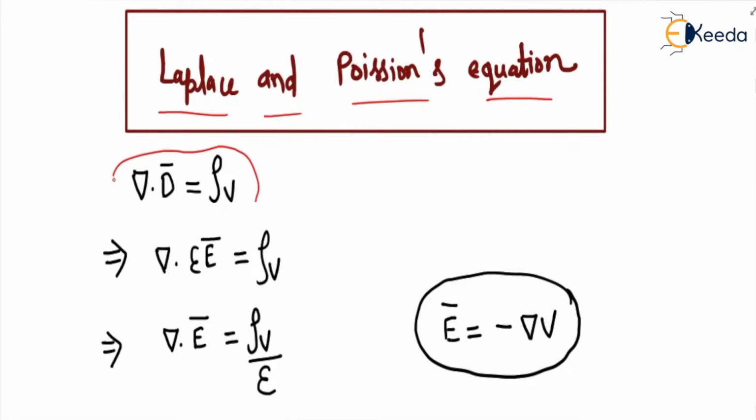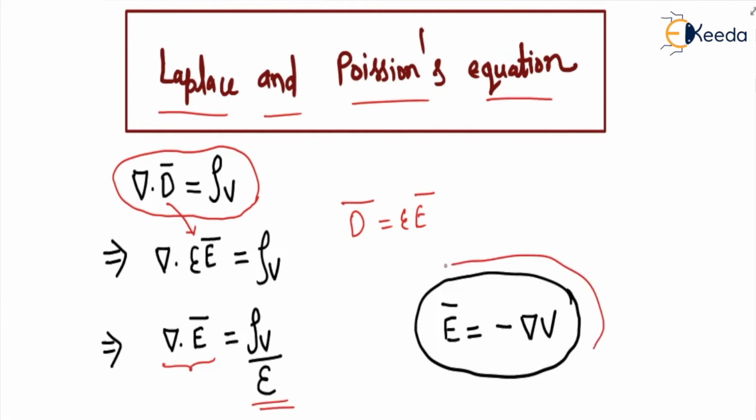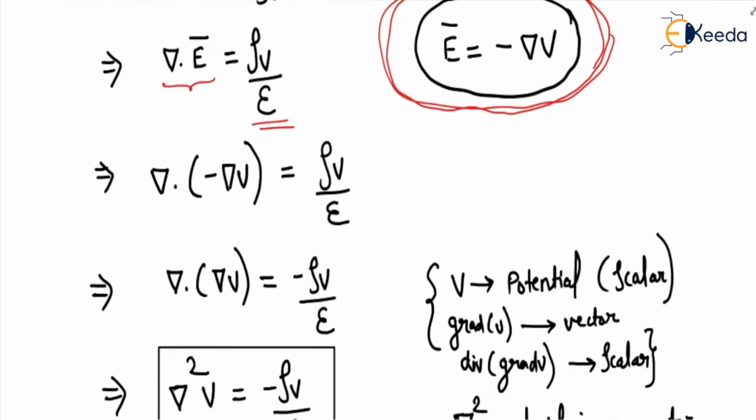We know from the Maxwell equation del dot D is equal to rho V, and D is equal to epsilon into E. So we are putting here D is equal to epsilon into E. Epsilon is constant, so del dot E is equal to rho V by epsilon. We know one more result, electric intensity is negative gradient of V. So we will put this value here. So del dot minus of del V is equal to rho V by epsilon.